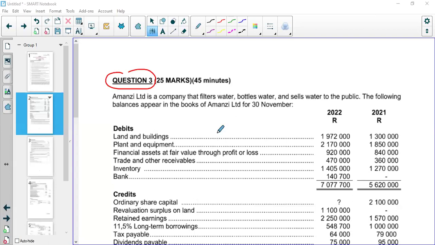Right, so we have question number 3. Question number 3 was for 25 marks and 45 minutes. The general advice that we give you is, please try to stay as much as possible within the allocated time frame. Because if you move to the next question, you stand a better chance of collecting easy marks than staying in one question and struggling to get the last remaining marks, which are probably more difficult.